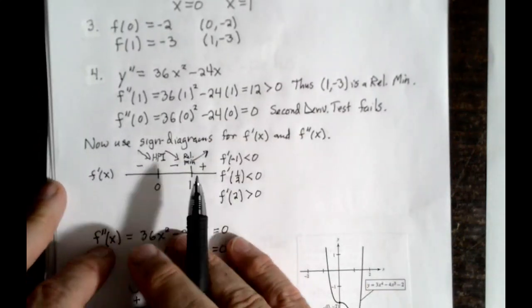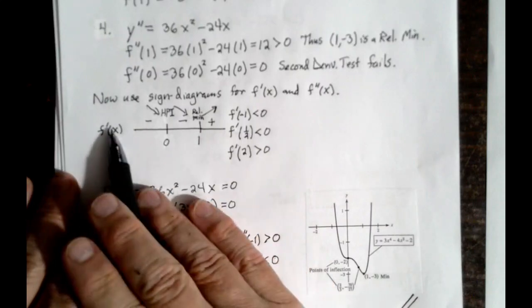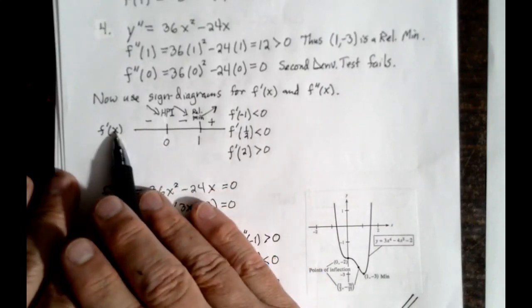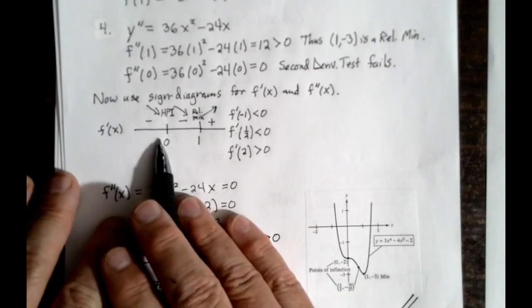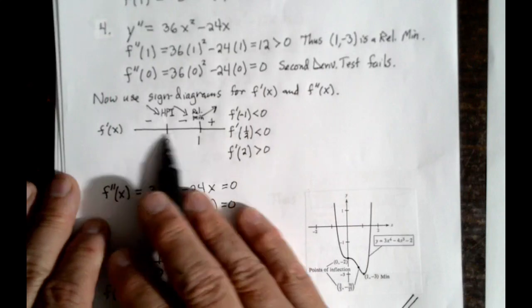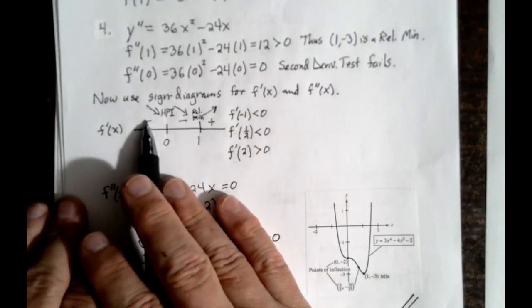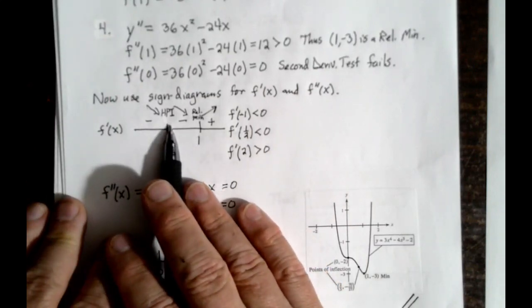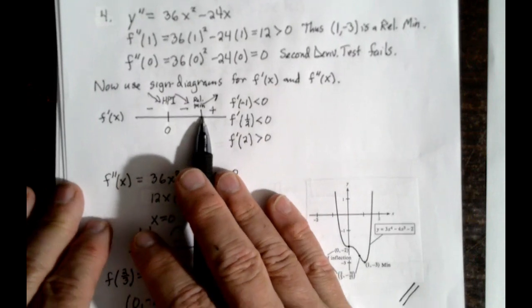So now we have to go back and do the sign diagram. So with the first derivative, we know it divided the number line up with 0 and 1, and we check all three values, and we get minus, minus, plus, which tells us that we have a horizontal point of inflection and we have a relative min there.